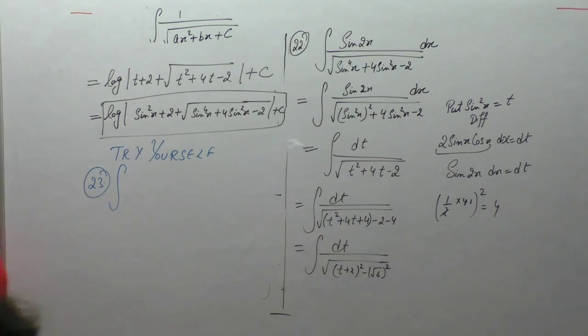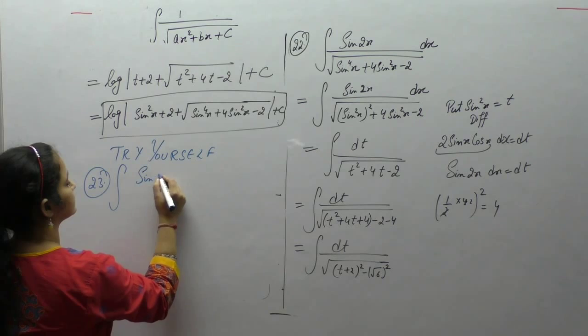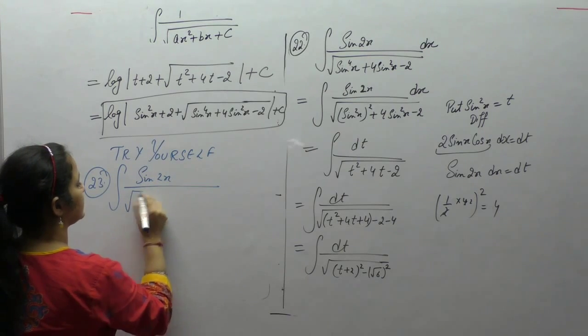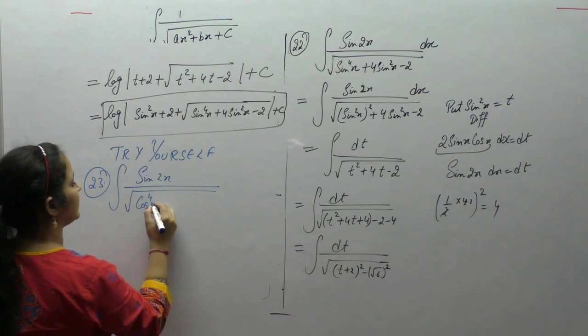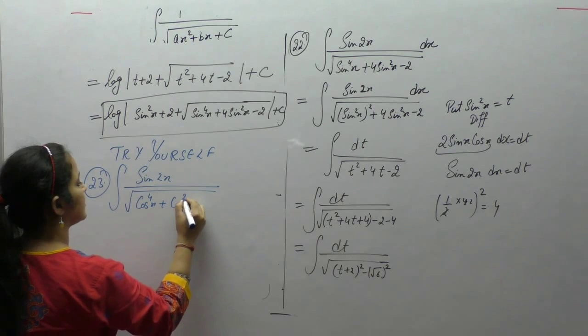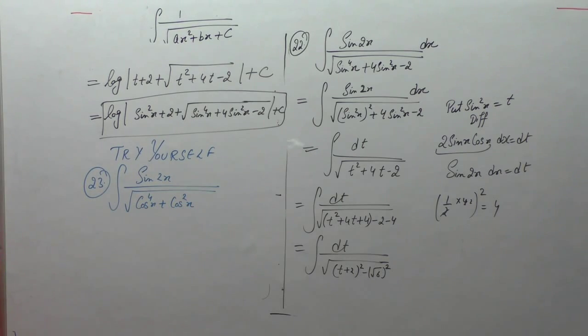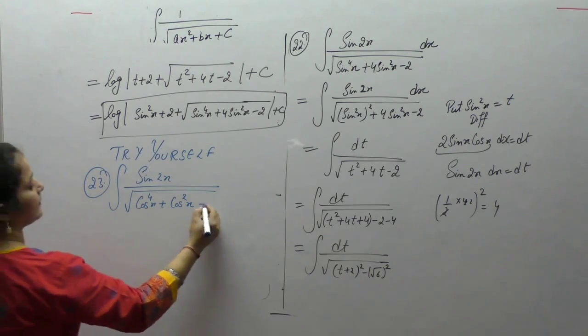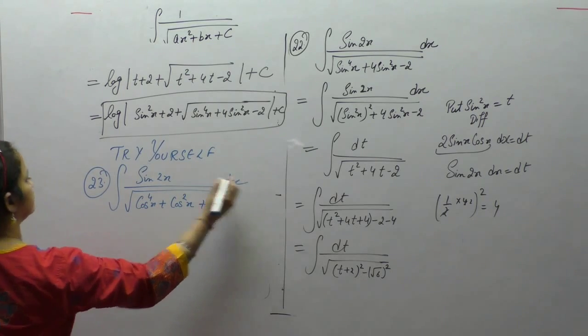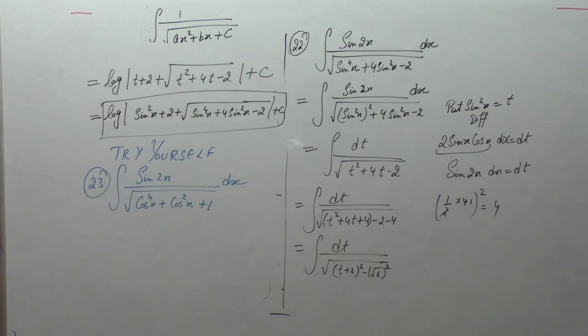Next is the same type: integral of sin 2x upon square root of cos power 4 x plus cos square x plus 1. Here we can put cos square x as t and solve by this method.